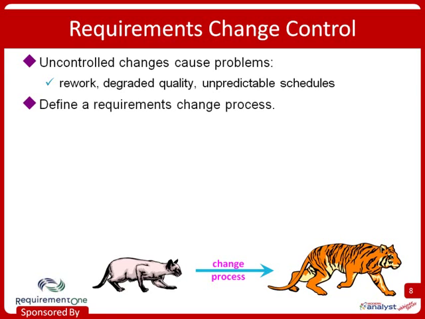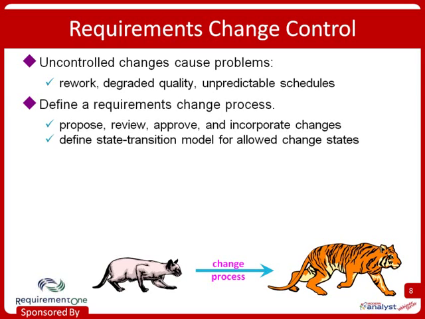So we want to define, and I think this is the first thing every organization should do for its process development, a requirements change process. And that process should define how we propose changes, who's allowed to do that, who we accept them from, how we review and evaluate those, make decisions to approve or disapprove a particular change request, and then how we incorporate those changes into our deliverables and our project plans.